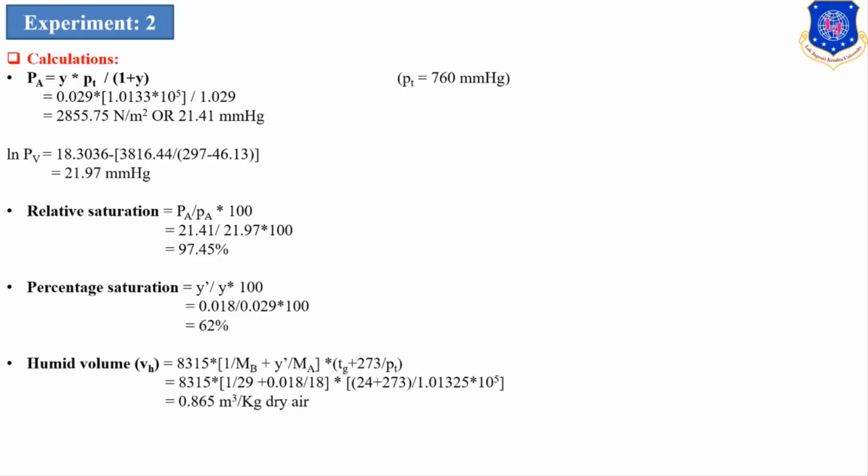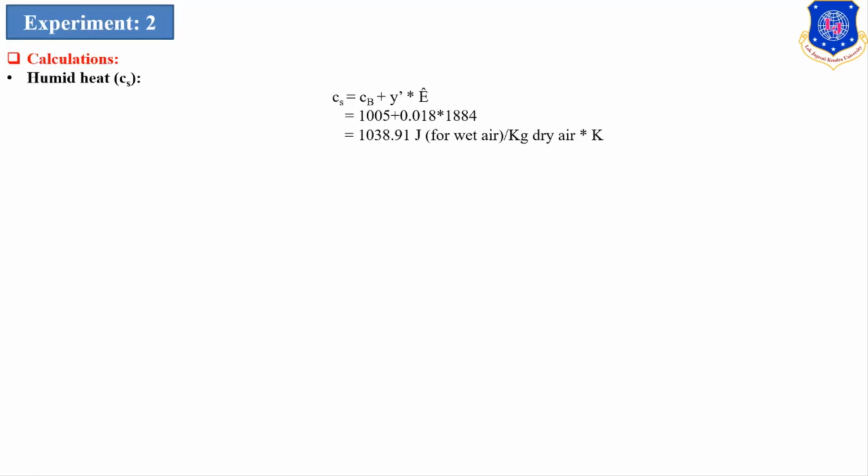Then the humid volume VH was calculated by this equation, that is 8315 multiplied by 1 upon MB plus Y dash upon MA into TG plus 273 upon PT, and so it will be 0.865 meter cube per kg of dry air. Then after we can calculate this humid heat, that is CS, which is equal to CB plus Y dash into lambda, and so it will be 1038.91 joule per kg dry air into Kelvin, and this one is for the wet air.